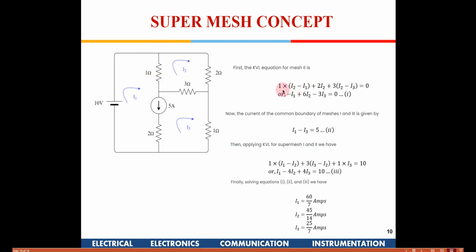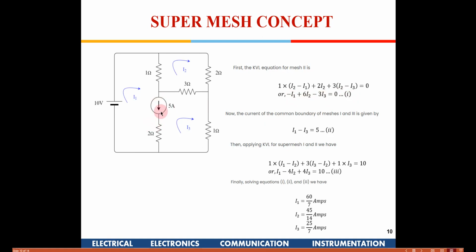So I am writing I2 minus I1, then 2 ohms into I2, and in this 3 ohms I3 is again in the opposite direction. So 3 into I2 minus I3. So I get one equation between I1, I2 and I3. So that is one. Okay.